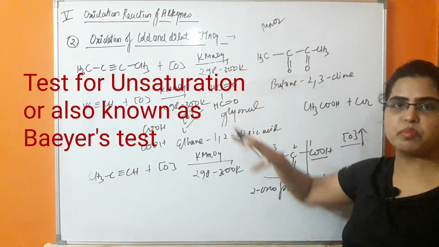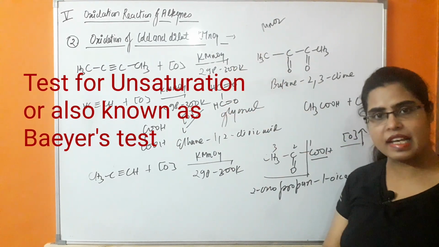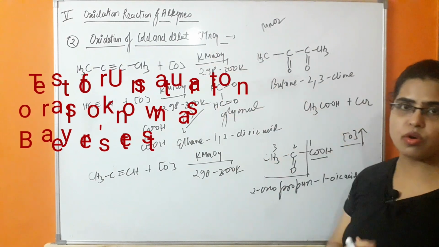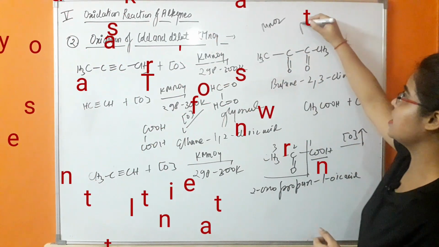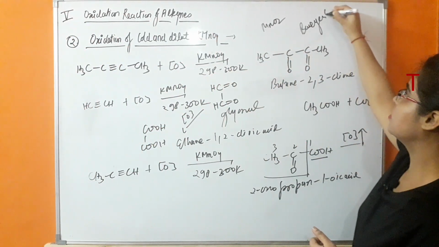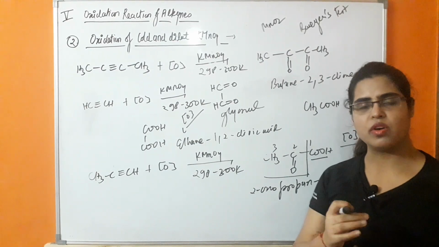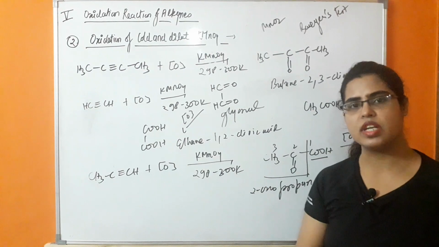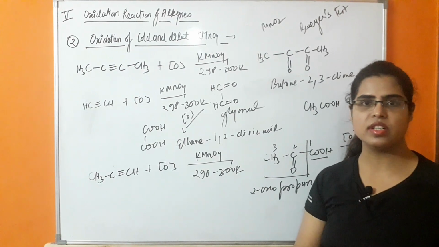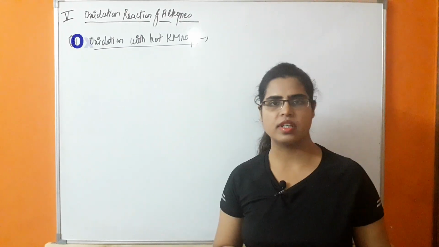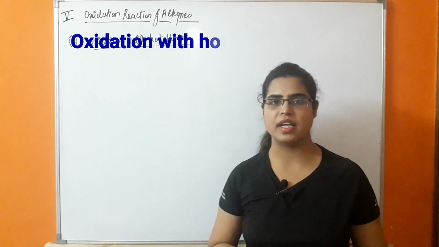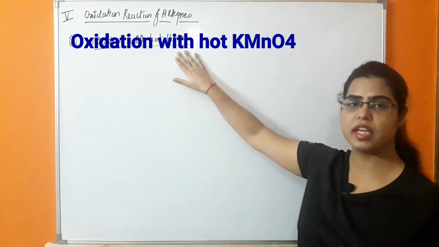A similar reaction is represented in the case of alkenes. So this reaction is also known as Baeyer's test. This unsaturation test is known as Baeyer's test because in this case the reagent which we are using is an oxidizing agent, which is KMnO4. Next, the oxidation reaction of alkynes is done with the help of hot KMnO4.